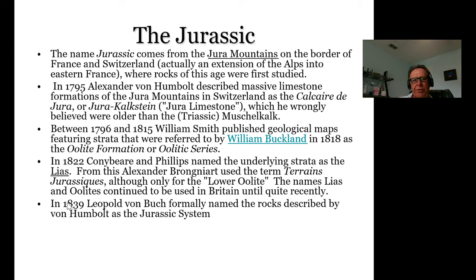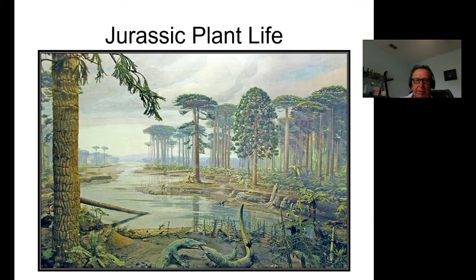And then in 1822, Conybeare and Phillips named the underlying strata as the Lias, which we now know as Trias. And then after this, the term was used, terrain jurassique, for the lower oolite, and then the name Lias and oolites continued to be used in Britain until quite recently. And then in 1839, the formal name of Jurassic was adopted by Humboldt and everyone else, of course.